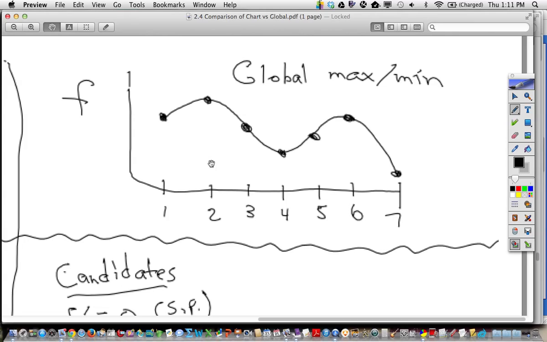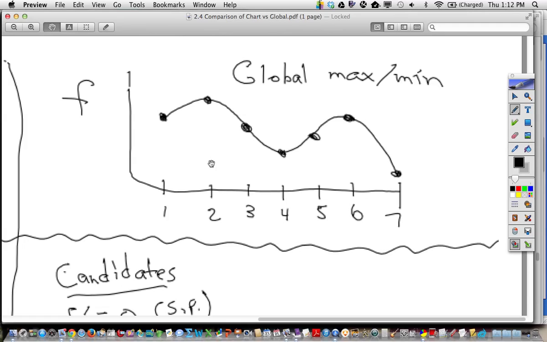So if that's the case, where could the highest point possibly be? Where's the highest point on this one? At the local max. Wouldn't it have to be somewhere where the derivative is 0? What about the lowest point? Where's the lowest point on this one? Is the derivative 0 there? No. But so what about 7? 7's the end point of the interval, right? It could happen at an end point, right?